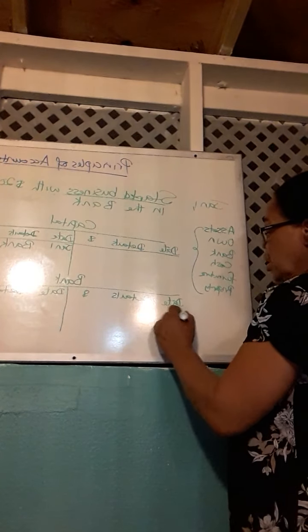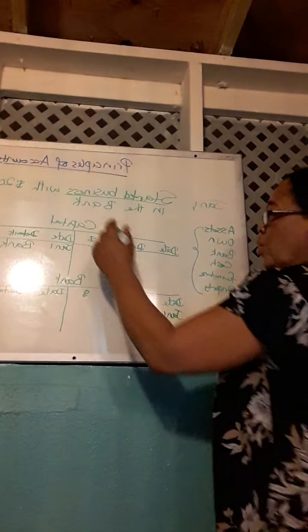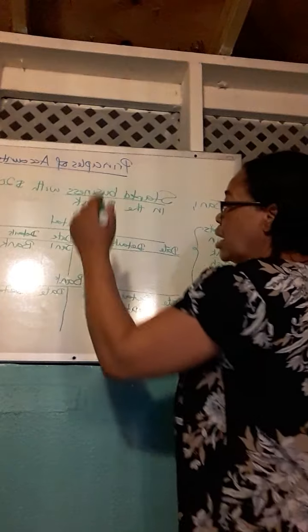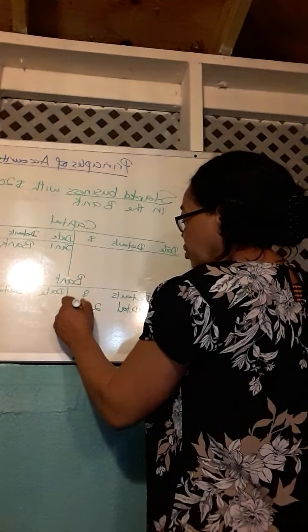So here we go. January 1st. Where did I get this money from? Capital. And that goes under my details. And how much money did we get? $2,000.